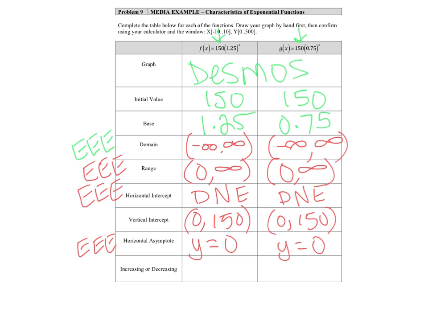And then increasing or decreasing, you can graph it and look at it to see if it's rising from left to right, or you can look at your growth factor. If your growth factor is bigger than 1, it's increasing, and if it's smaller than 1, it's decreasing. So 1.25 is greater than 1. That one's increasing. 0.75 is less than 1, so this one is decreasing.